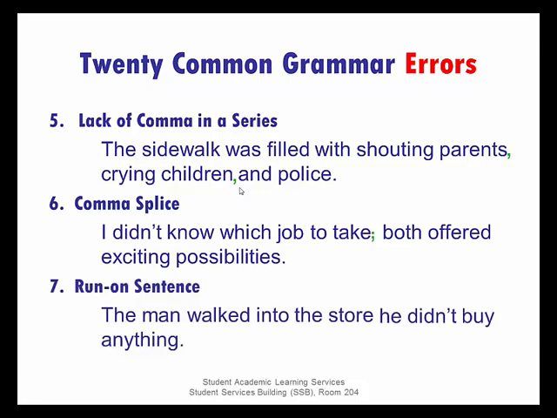Number 7, a run-on sentence. The man walked into the store, he didn't buy anything. In this case, again, we have two complete sentences. The man walked into the store, and the other sentence, he didn't buy anything. Each sentence could stand on its own, and if that's the case, then we have a run-on sentence with no punctuation between the sentences. So that's an error.